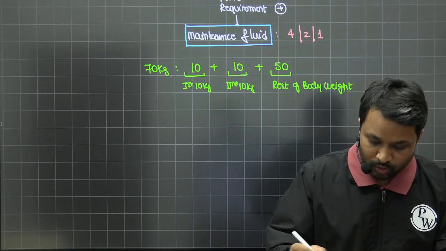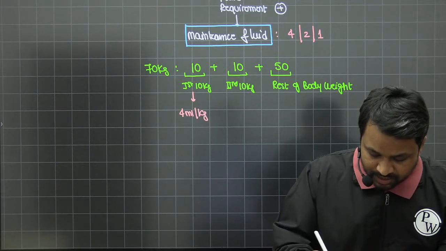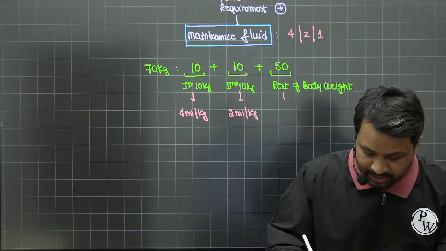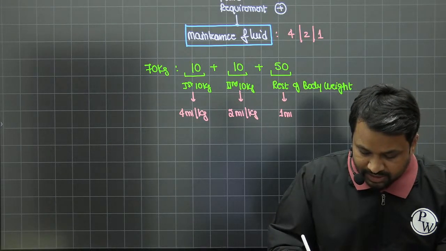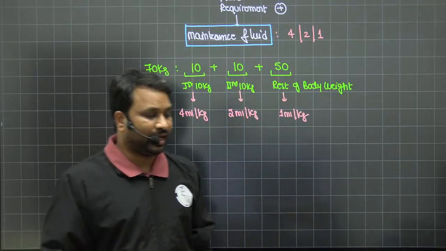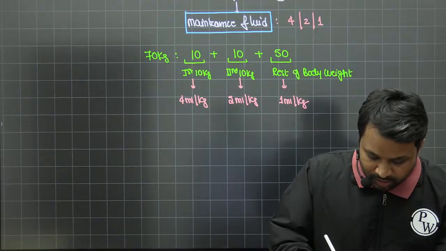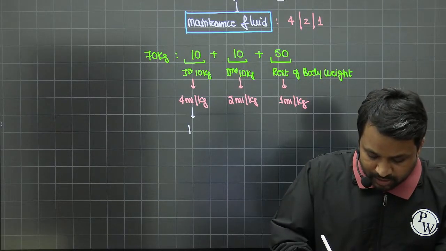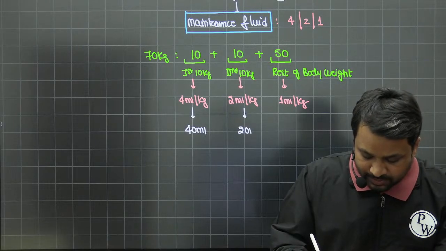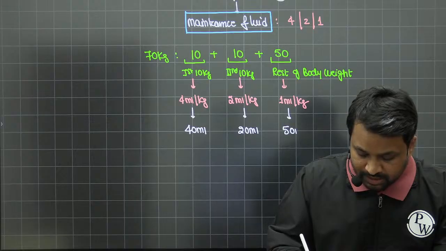Now the 4-to-1 rule says the first 10 kilograms should be given as 4 ml per kg. The second 10 kilograms should be given as 2 ml per kg. And the rest of the body weight should be given at 1 ml per kg, right? So when you look at this, 4 ml per kg for the first 10 kilograms will come as 40 ml. 2 ml per kg for the second 10 kilograms will come as 20 ml. 1 ml per kg for the rest of the body weight, 50 kilograms, will come as 50 ml.